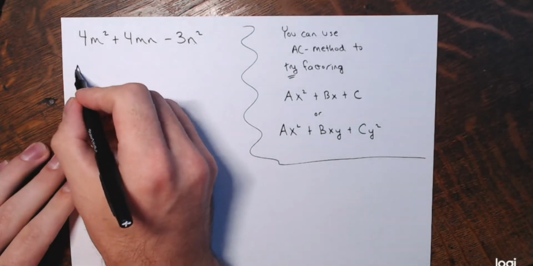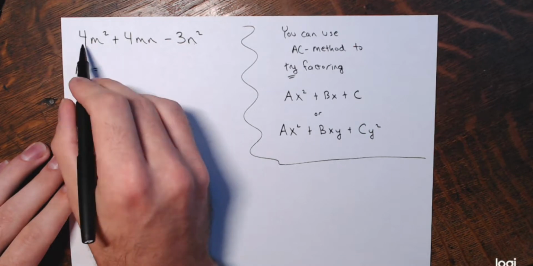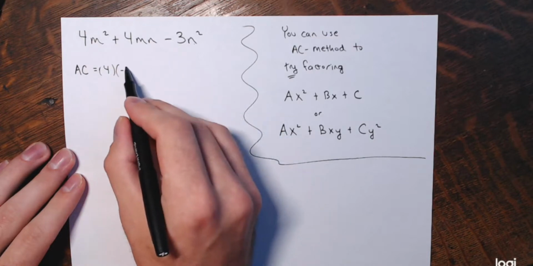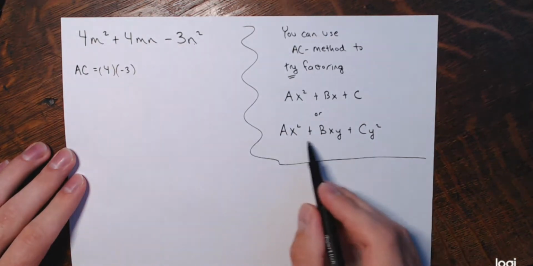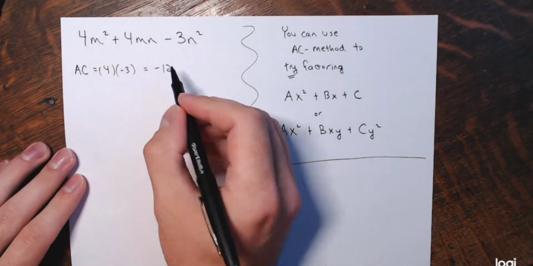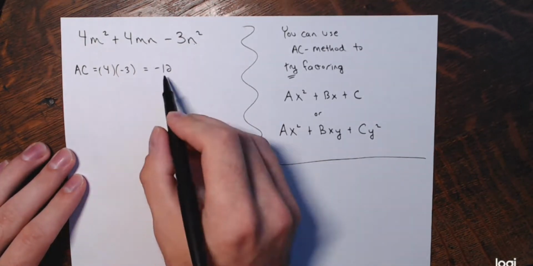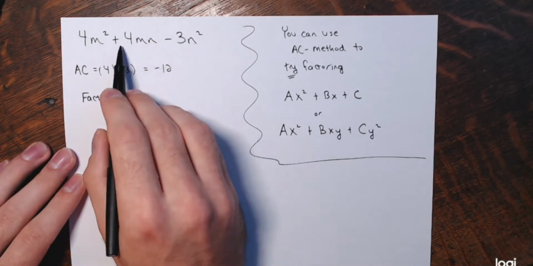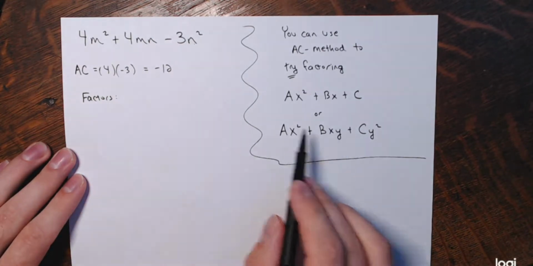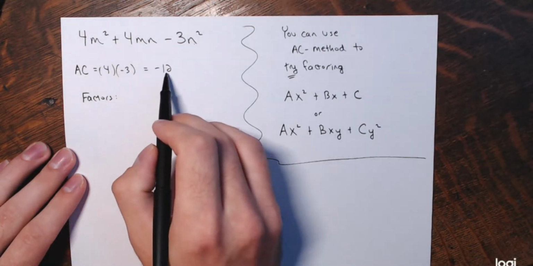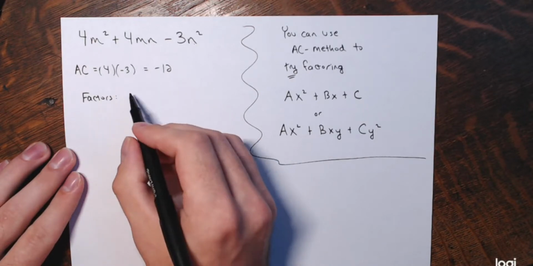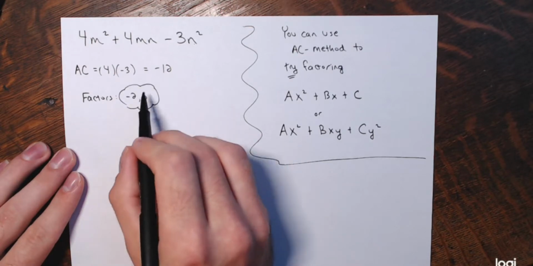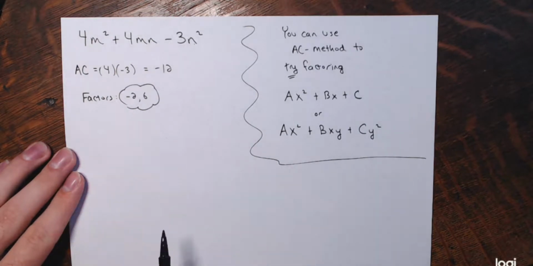So AC here is 4, the coefficient of m squared, times negative 3, the coefficient of the n squared at the end. AC. That's negative 12. And then I'm thinking of what are factors of negative 12 that add up to positive 4, add up to b, the coefficient of the xy or mn here. Well, that would be positive 6 and negative 2. Negative 2, positive 6. Those multiply to be negative 12 and they add up to be positive 4. So there I didn't even make a little table, I could just see it right away.